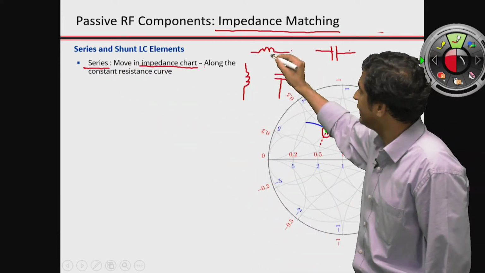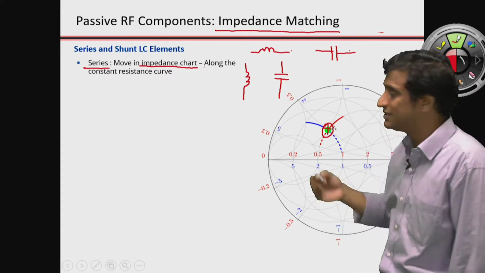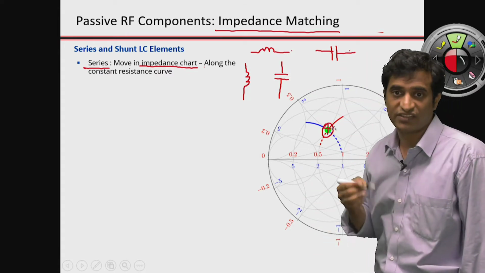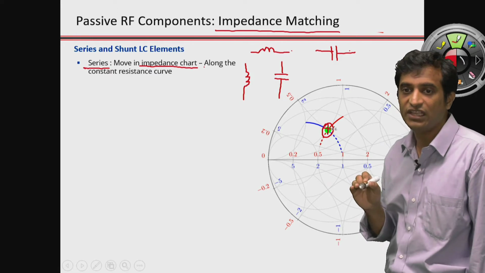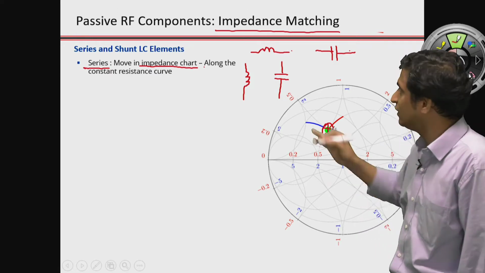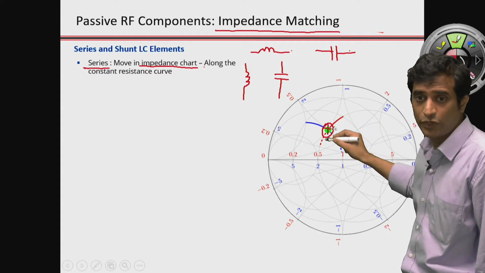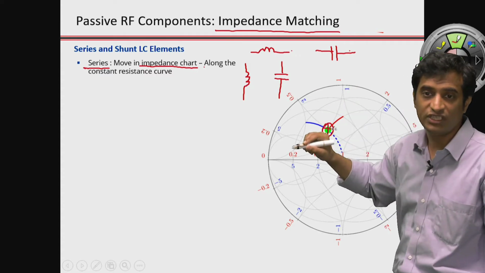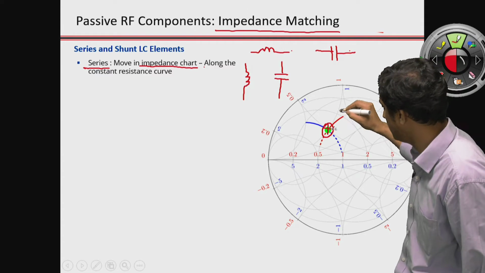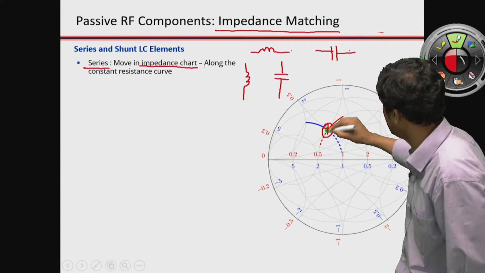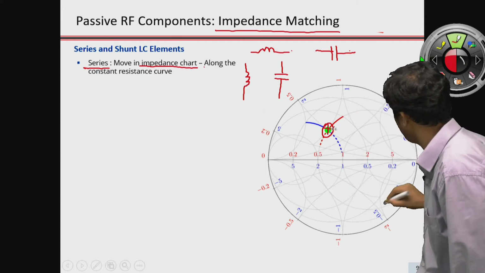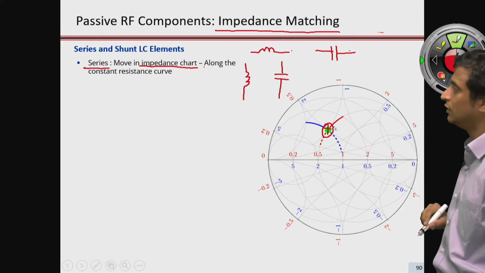Now, we know that an inductor has a reactance, and so does a capacitor. Both of them don't have any resistance. That means that due to either an inductor or a capacitor, the movement in the Smith chart is going to be along the constant resistance curve, which is this particular curve that we see here.